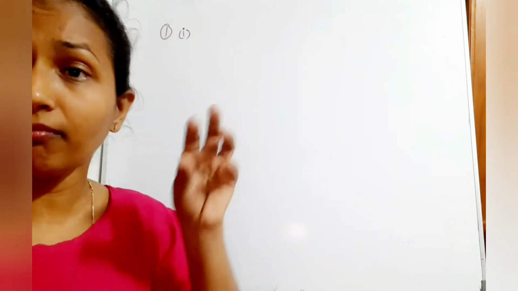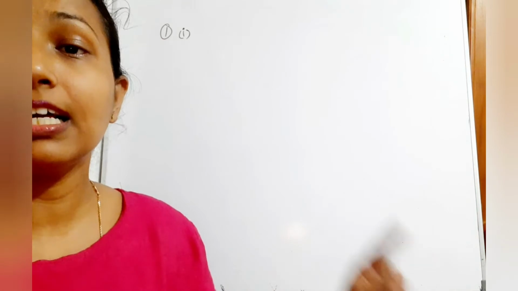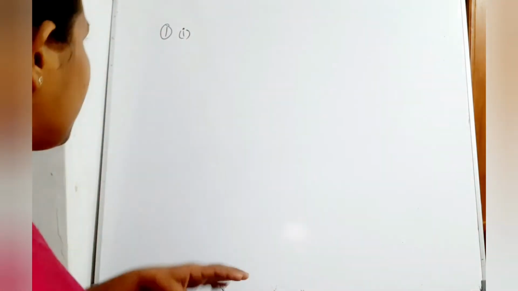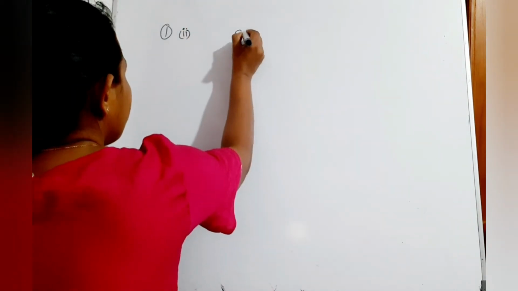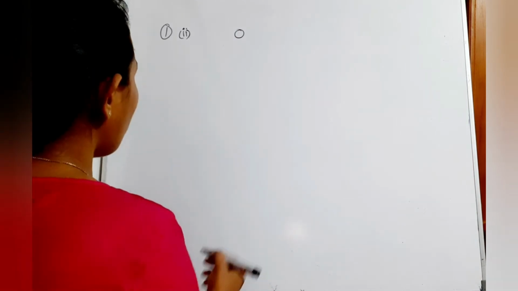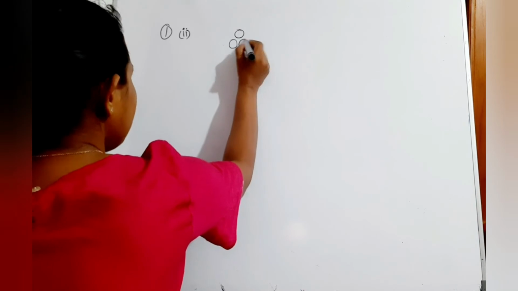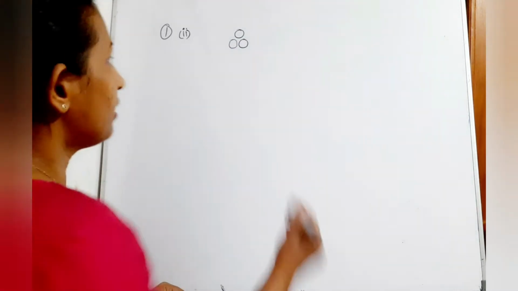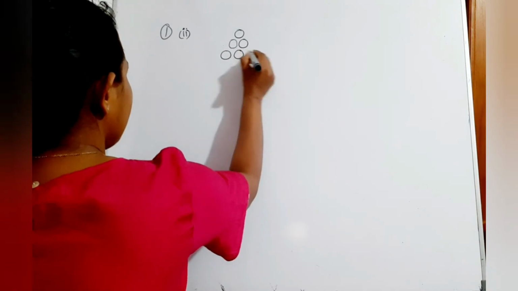7th triangular number means you have to add up to 7. 1 plus 2 plus 3 plus 4 plus 5 plus 6 plus 7. Then you will have 28. Then how can we represent it? 1 at the top, you have to represent one ball. Then to create a triangle, 2 dots should be there. To create the triangle, 3 here.